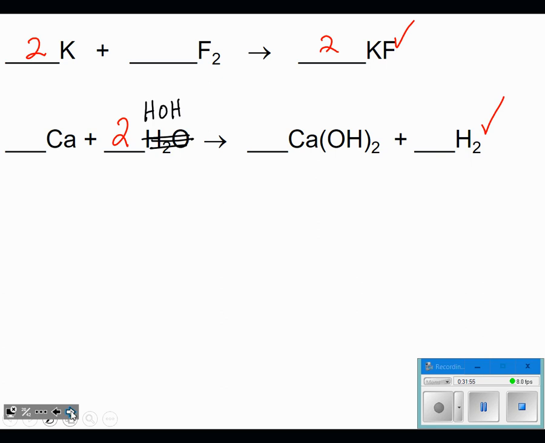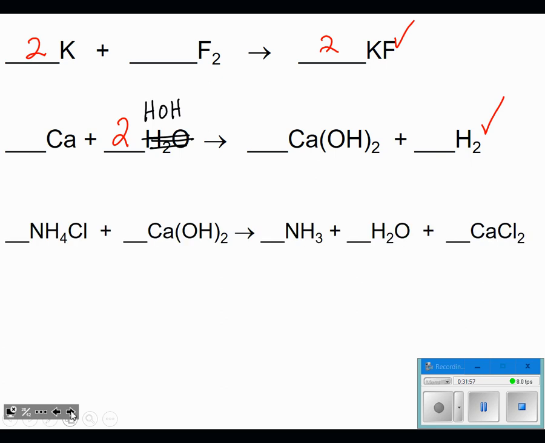Just a suggestion. This one, again, I have a lot of polyatomics, but NH4 is not NH4 on the other side. I could go ahead and rewrite my water as HOH, but since hydrogen is involved in multiple places, it makes it a little bit more difficult. So I'm not sure I would recommend breaking it up on this one. So I would do my individual elements of N, H, Cl, Ca, and O.